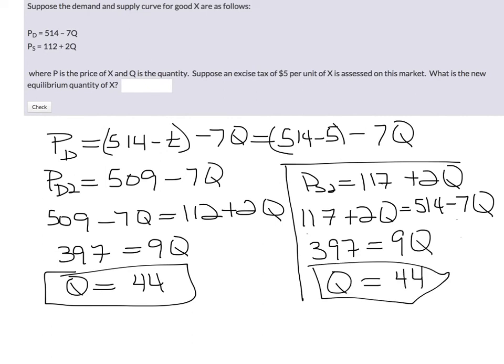All right. The important part is that you realize you need to put the tax in one of the equations, either the supply or the demand. If you put it in demand, you subtract it from the intercept. If you put it in the supply, you increase the intercept.